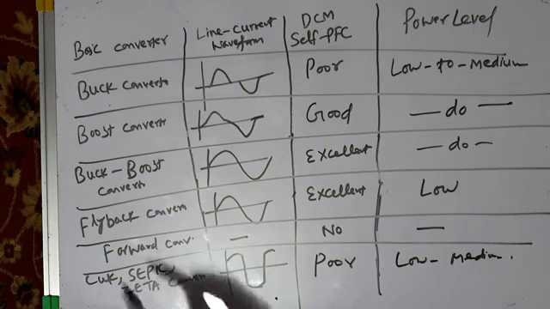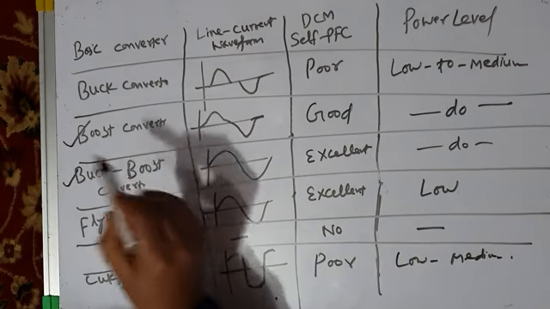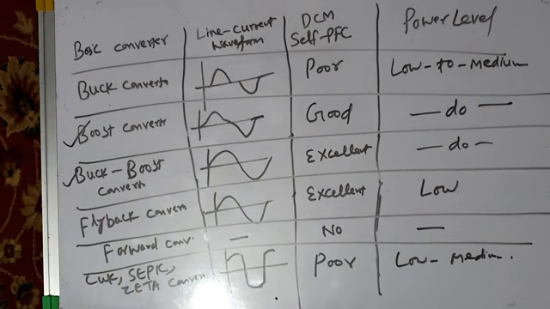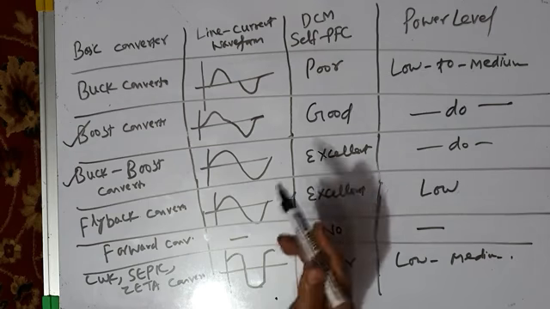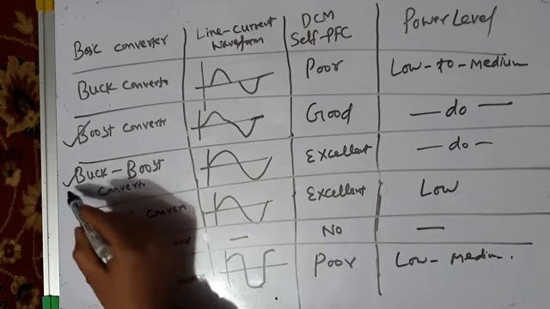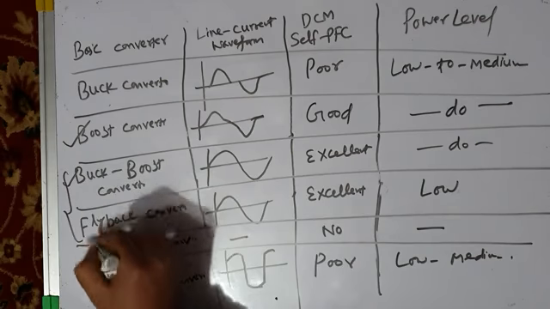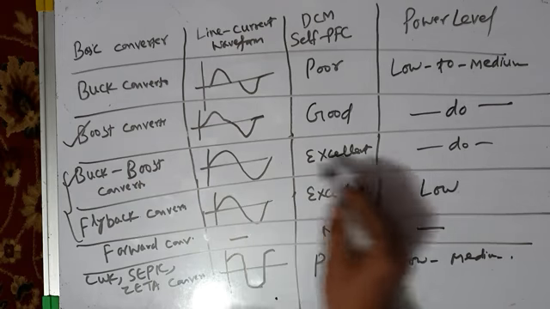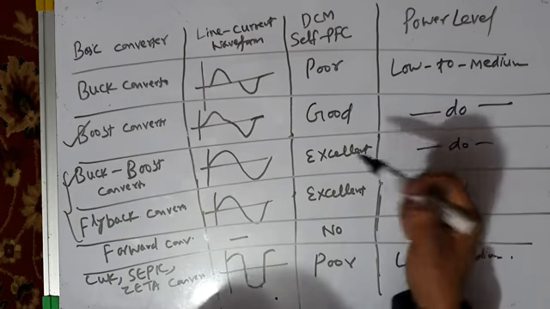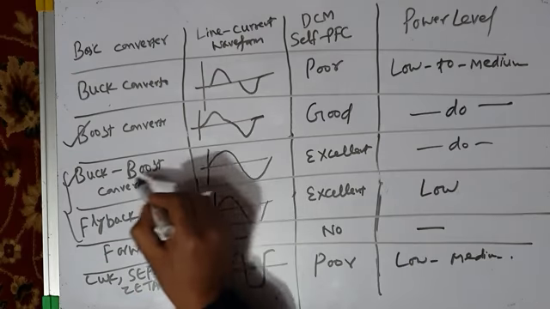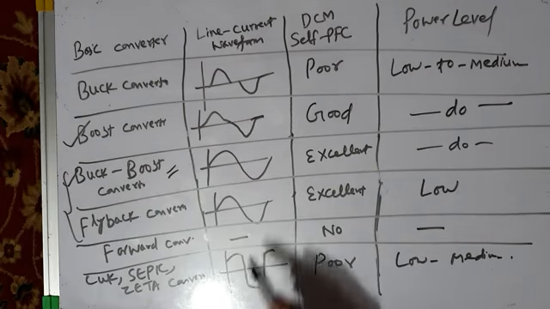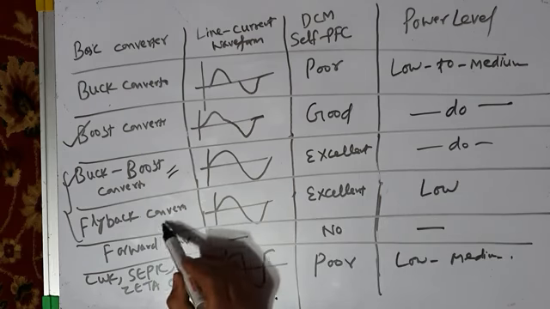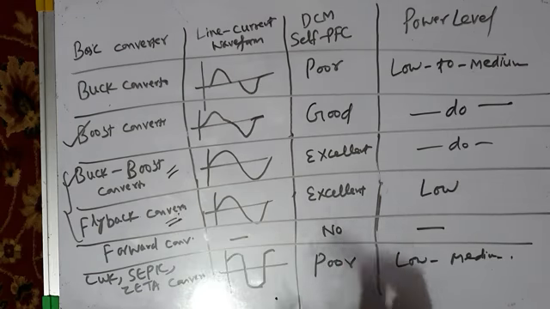Therefore, out of these, the buck boost converter has good self PFC property. Wherever you can use it, you can use it. But if you want excellent self PFC property, then you have to make a choice between the buck boost converter and the flyback converter. If you need a negative output voltage, then the buck boost converter is best. But if you need positive output voltage, then the flyback converter has excellent self-PFC property.